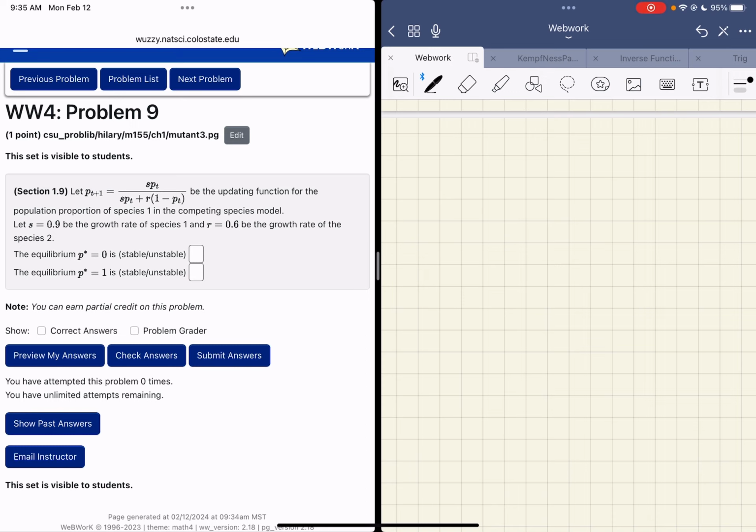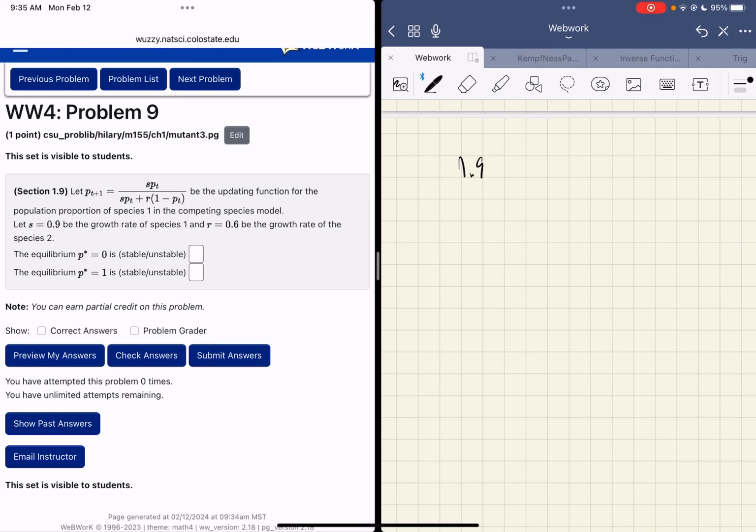What do I want to say? P star, is it stable or unstable? I guess the nicest thing would be just graph this, and then you could just cobweb it. That's pretty much what we have at this point in time. This is in section, I believe, 1.9. It might be 1.10 if that exists, but I think it's 1.9 in this textbook.